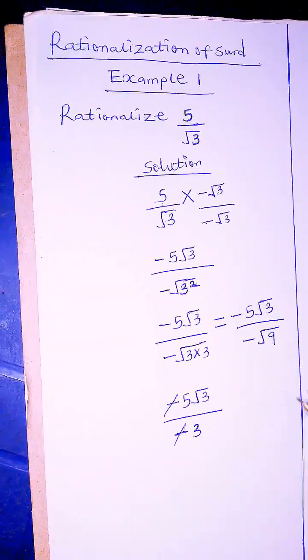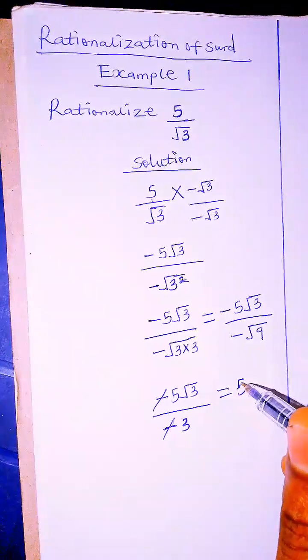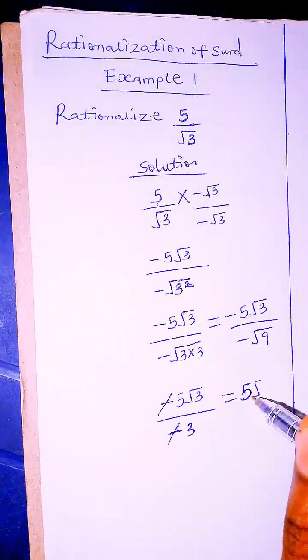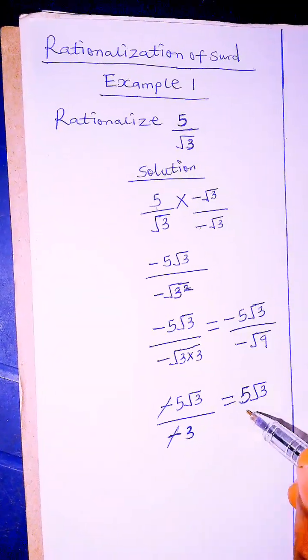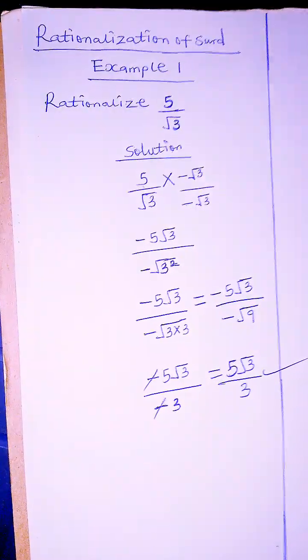Now minus cancels minus. We have what? We have 5 root 3 divided by what? 3. That is the answer to this question.